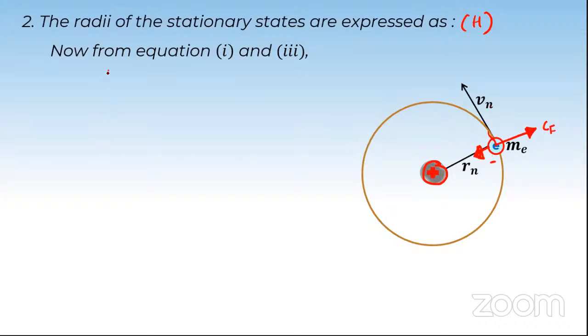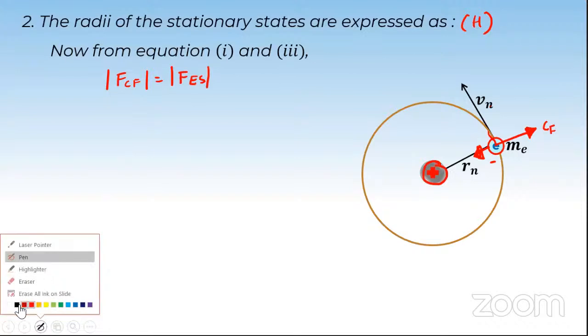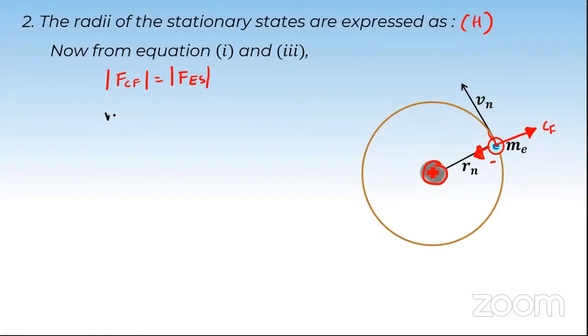So if I do that, the magnitude of centrifugal force is equal to the magnitude of electrostatic force. Both of them are equal but opposite in nature. Okay, so I'm just considering the magnitude. So now, what will be the centrifugal force? It will be mass of electron into velocity of electron square divided by radius of electron, is equal to the magnitude, right?